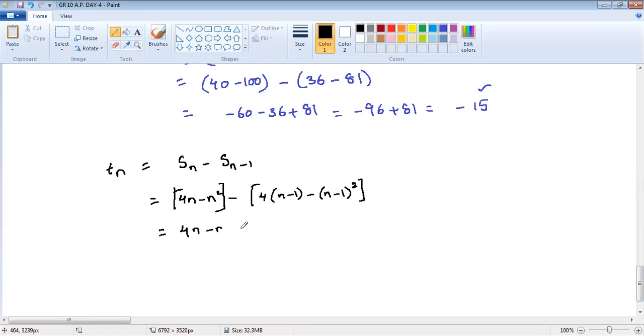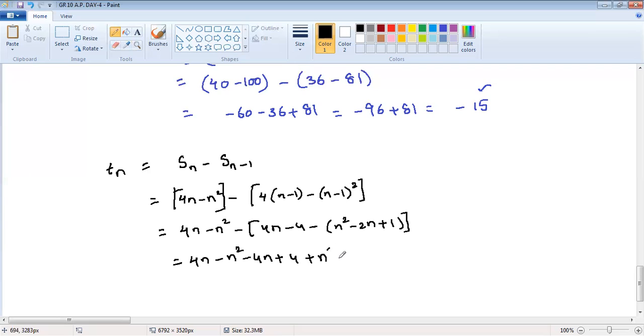4n minus n square, now 4n minus 4, then expand this: n square minus 2n plus 1. So 4n minus n square, then minus 4n plus 4, minus into minus plus, n square minus 2n plus 1. Do you understand? Yes, sir. Once again, check whether we have done it correctly.